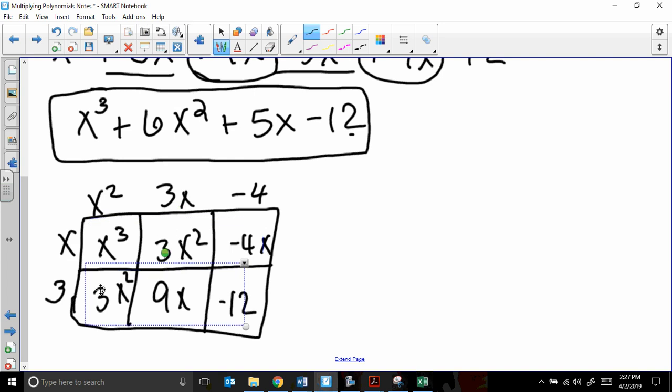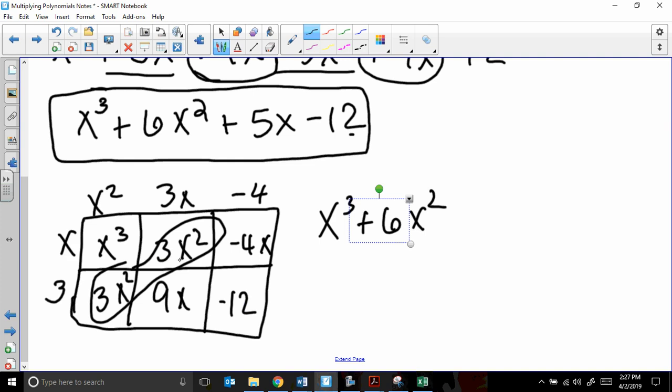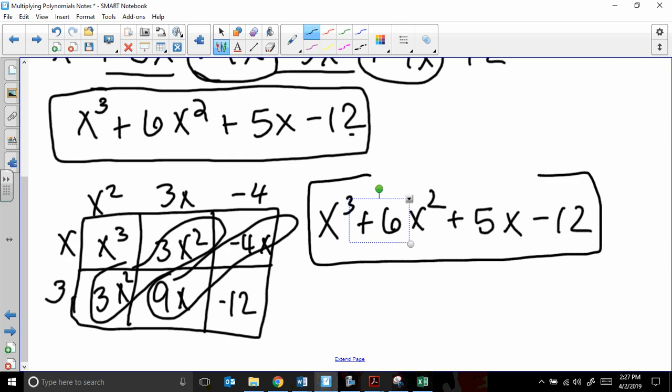Now we got more diagonals, but hopefully you can see that on this diagonal they're like terms, and on this diagonal they're like terms. So we get x cubed, and then I got this one here, plus 6x squared, plus then we got 9x minus 4x, which is 5x, so plus 5x. And then we're just going to bring down the minus 12. Okay. And that's it. So make sure you have these notes ready for class.